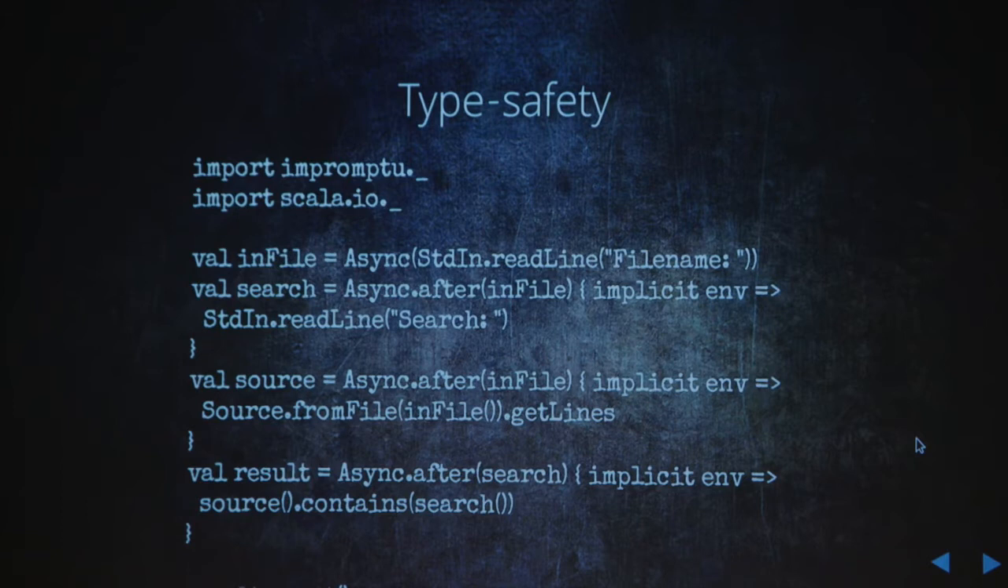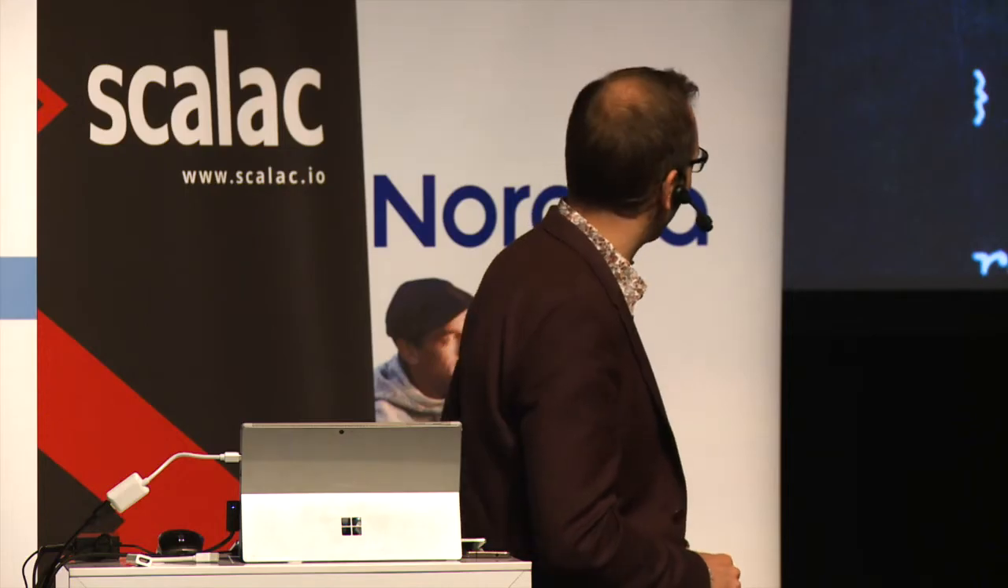So this is the same thing, but this one won't compile. This is a compile error. And the reason is that I haven't declared source as a dependency of my result async future. Source is missing, and the compile error happens here. The compiler will say, you can't access an async value which is not a declared dependency.